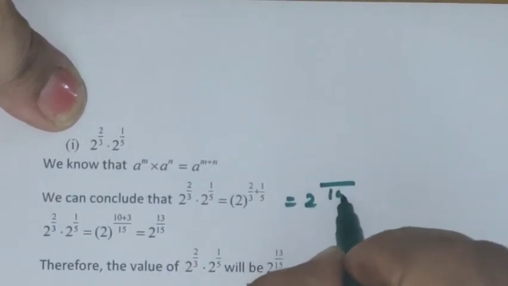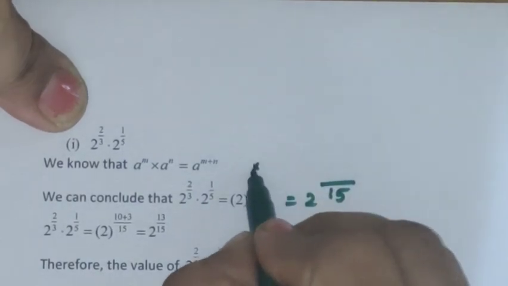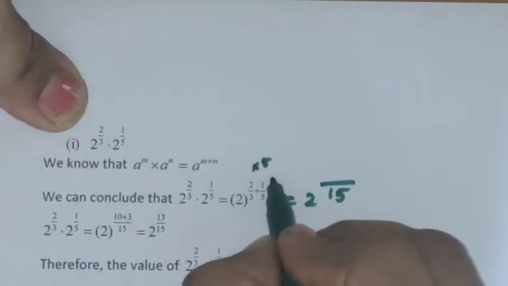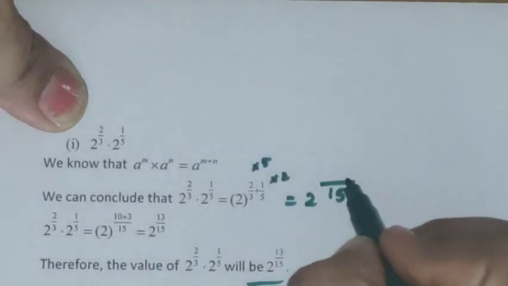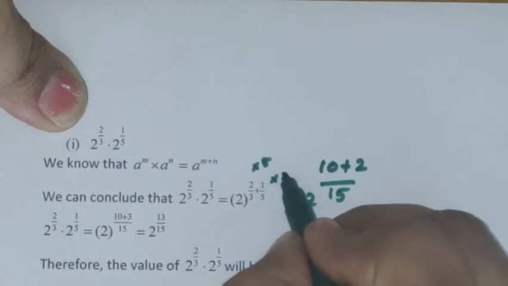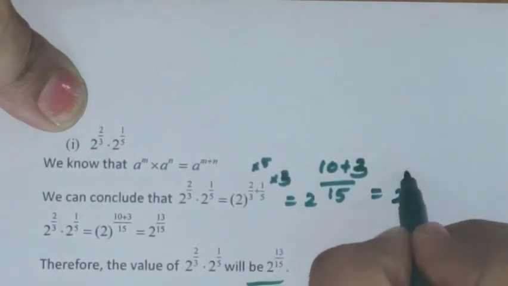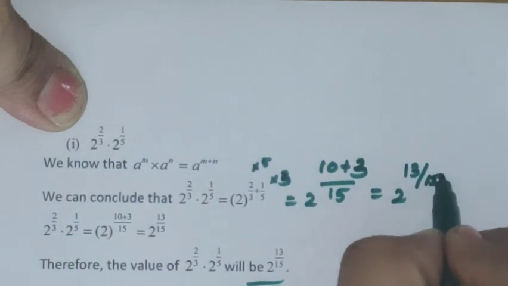I'll do the steps once again. Here 15 is the denominator. So here it should be multiplied with 5 and here with 3. So 2 5s are 10 plus 1 into 3, 5 3s are 15, so 10 plus 3, that is why 2 raised to 13 by 15.